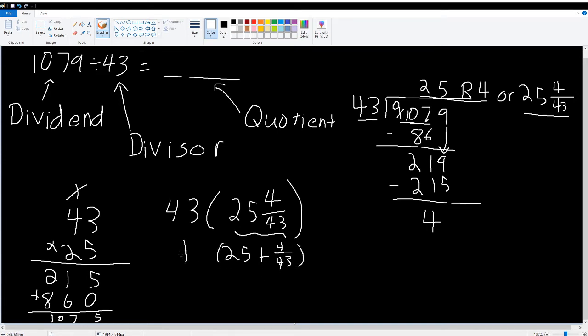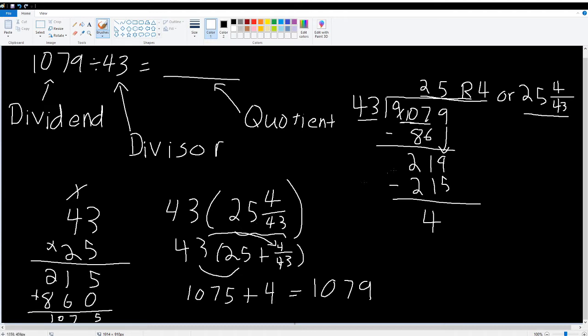So when we multiply all this by 43, we need to distribute, right? So this guy over here becomes what? 1075. And then 43 times 4 over 43 is just 4. So it's basically 1075 plus 4, right? And this is obviously 1079. Okay. And obviously the same thing works for the very first thing we did, right? 43 times 25 is 1075. Remainder 4 means we add 4 and we get the same thing.